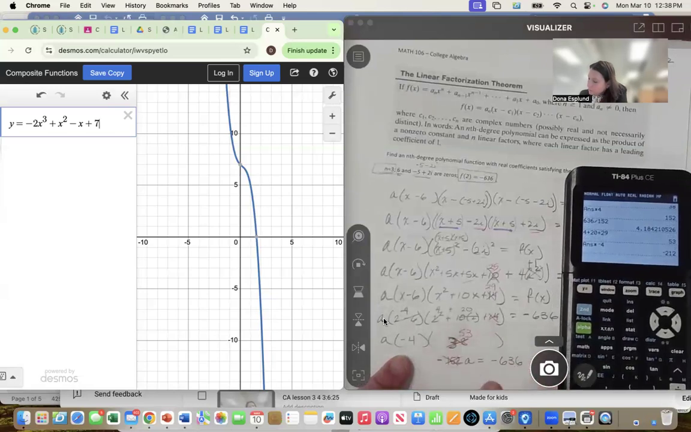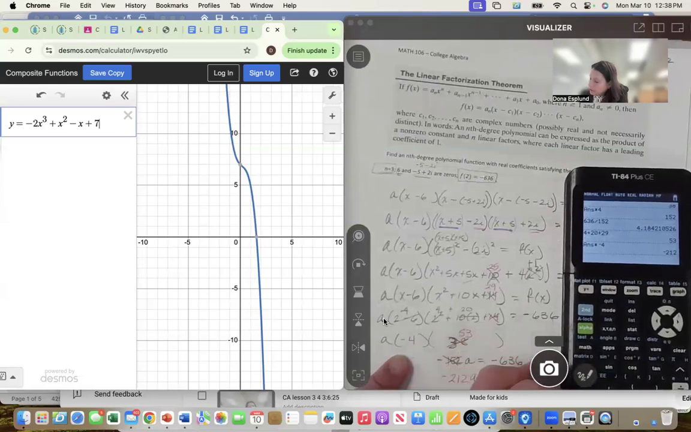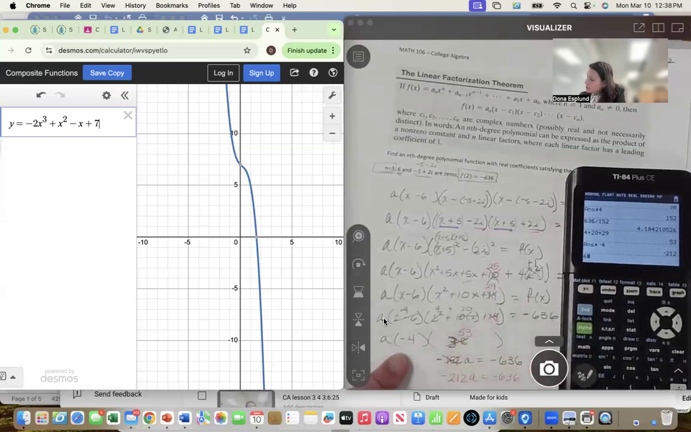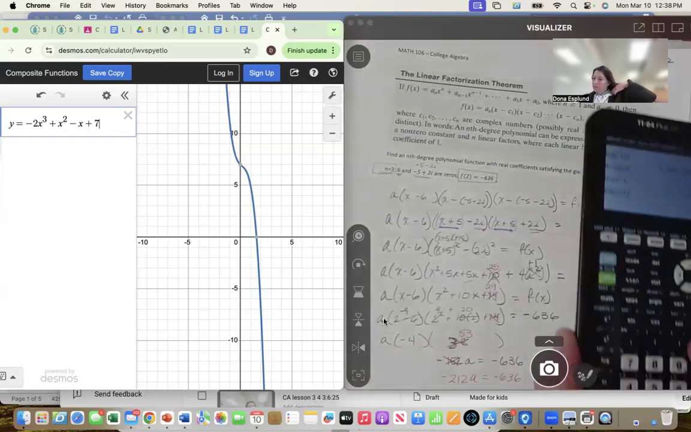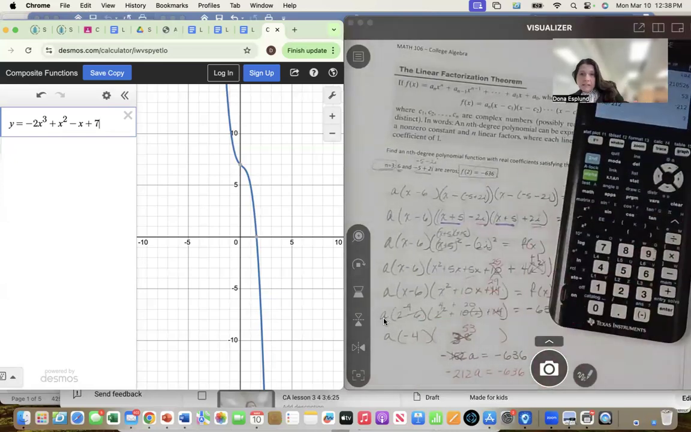So then I'm going to keep using my red pen. So I have minus 212A is equal to negative 636. So I'm going to go 636 divided by 212, and A is going to be equal to 3. Now, in this case, boy, I think I would get maybe a minus, what do you think? 2 or 3 off of the point? Maybe just a 1 because I had one little error. I don't know. You guys can let me know.